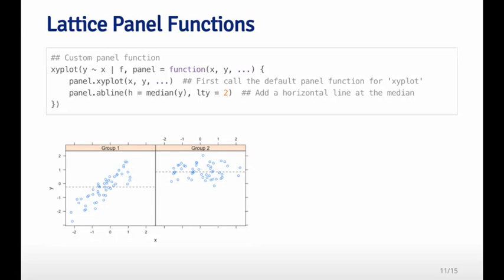Then my customization is that I add a little horizontal line in each panel, which is the median of the y values in that panel. So now I can see there's a dashed line in each panel right at where the median of the y coordinates is.